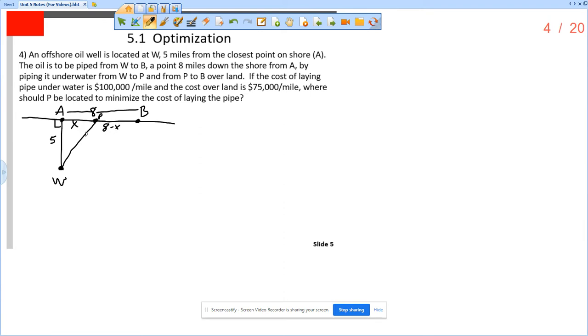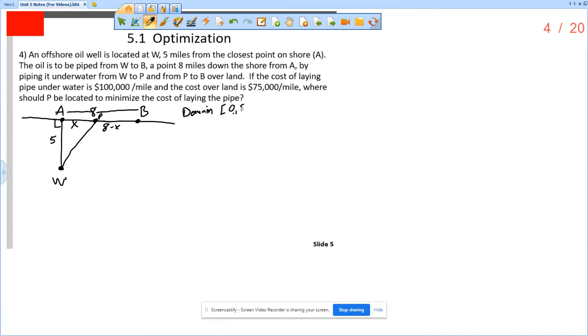Now there are a couple of different scenarios here. x could be 0, meaning P is right on top of A, so you would pipe from W to A and then A to B. x could also be 8, meaning you pipe directly from W to B. And so the domain of this function is 0 to 8, inclusive, because you could have x be exactly 0 and you could have x be exactly 8.